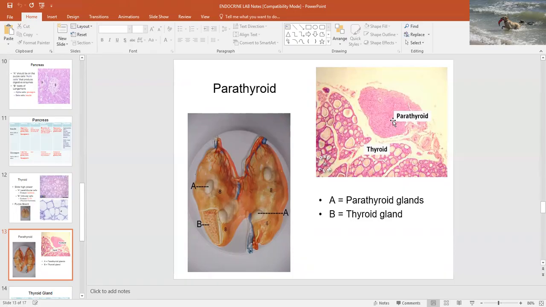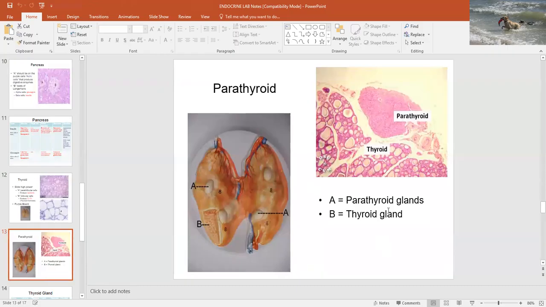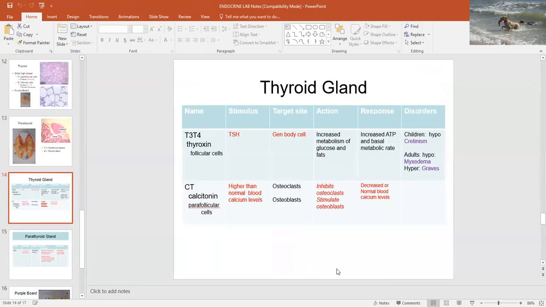I don't need to have the parathyroid gland there to help you identify the thyroid gland. Like in these pictures here, they are just uniquely thyroid gland. It's kind of like looking at an osteon in compact bone. You can't confuse it with anything else, hopefully. Okay, so this gives you the breakdown: stimulus, target site, action, response, and disorders associated with thyroxine, T3, T4.